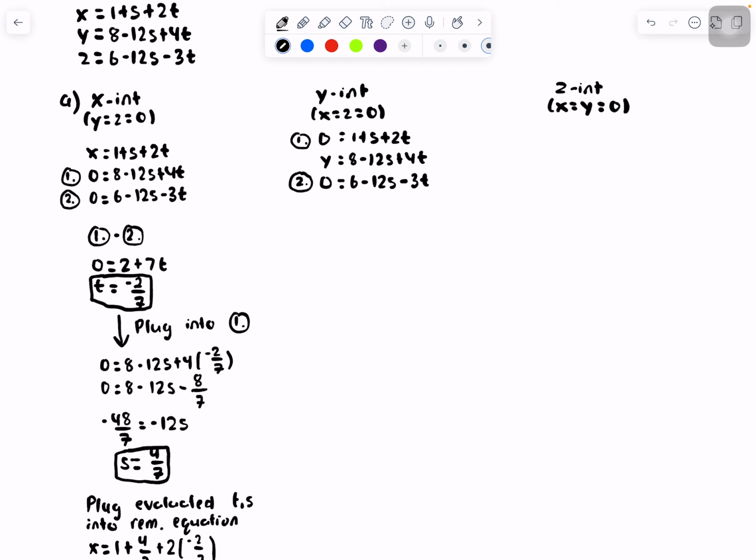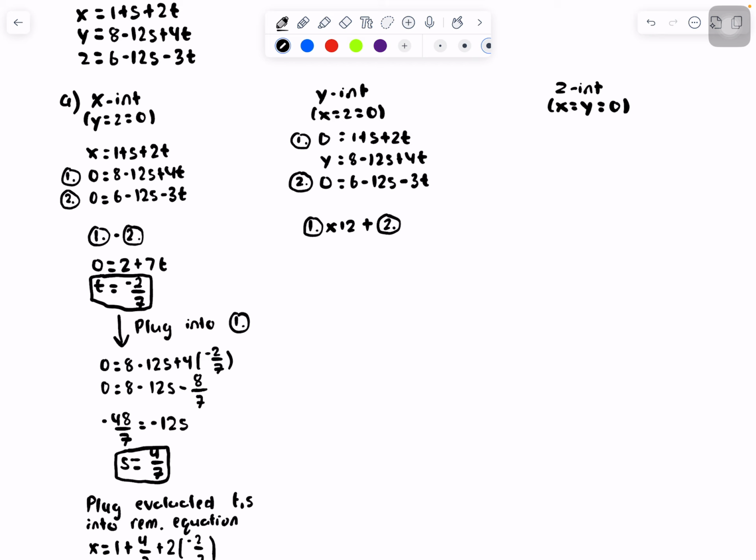So here, we have to work with equations 1 and 2, the ones I labeled. What can we eliminate here? I think s is a good choice to eliminate again. So this time, I'm going to do 1 times 12, but then I'm just going to add it to 2. So I'm eliminating s here.